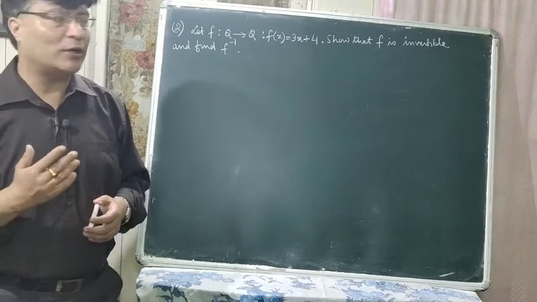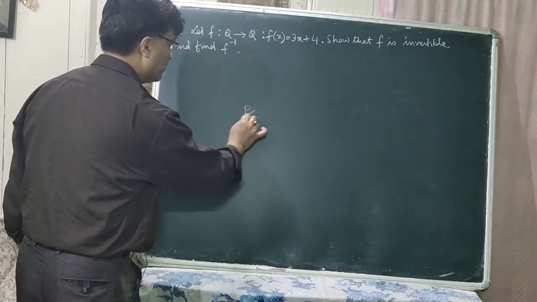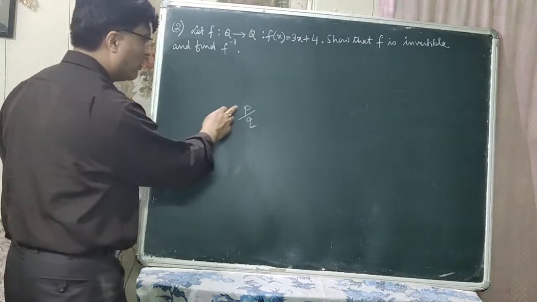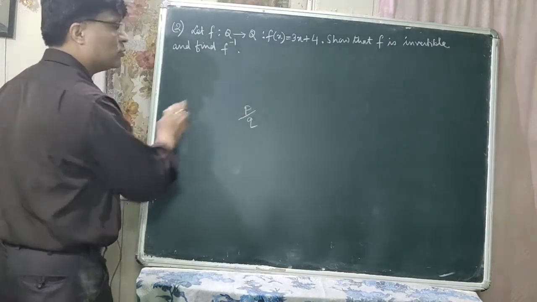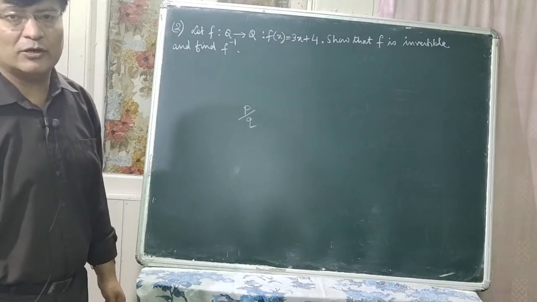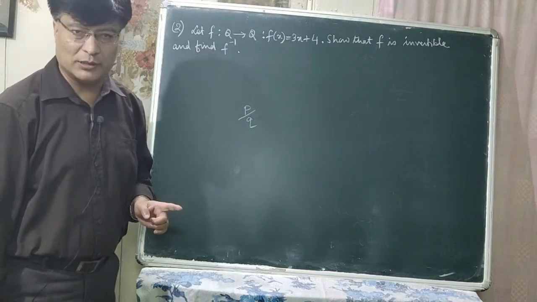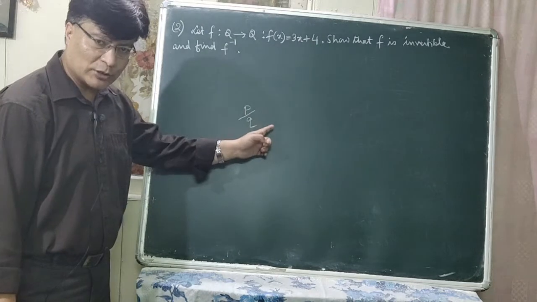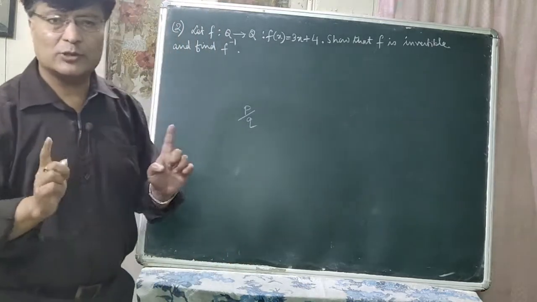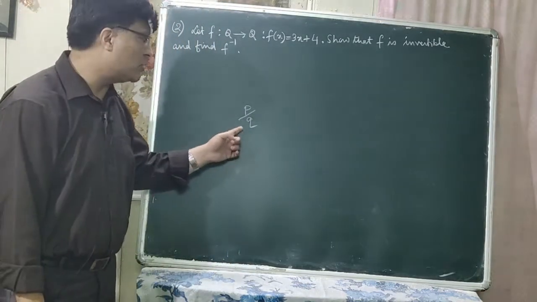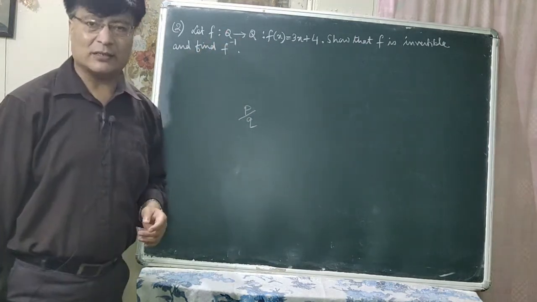So what do you mean by rational numbers? A number which can be written in the form p by q, where q not equal to 0 and p and q are prime to each other, is known as a rational number. What is meant by prime to each other? They should not have a common factor between p and q. So this type of number is known as Q, that is your rational numbers.